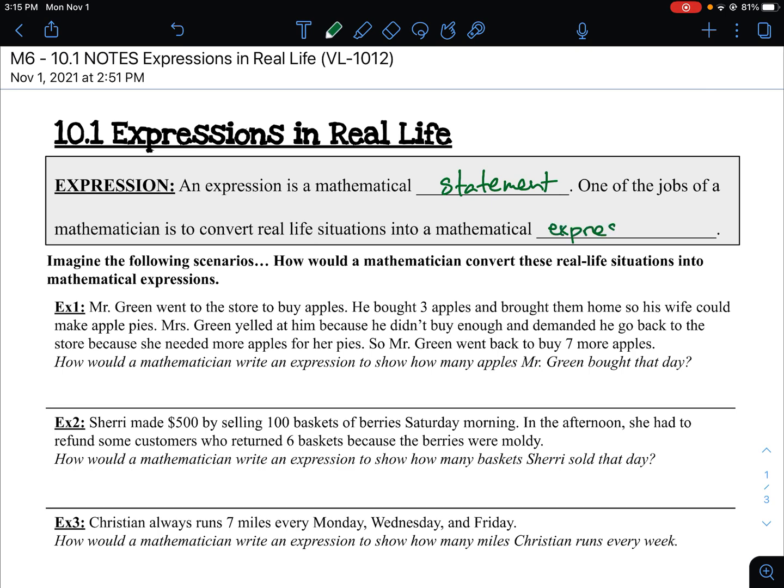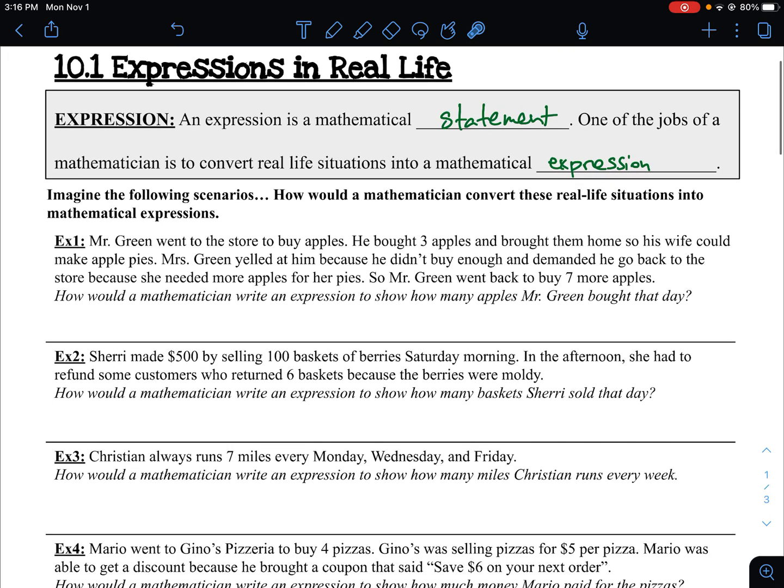So an expression is just made up of numbers like 1 and 2 and 5 and 1/2 and -4 and 0.8. It's just numbers and operators like plus, times, minus, divide, even like squares and stuff like that. So it's just a combination of numbers and operators. You typically don't really use words in mathematical expressions to try to keep it short.